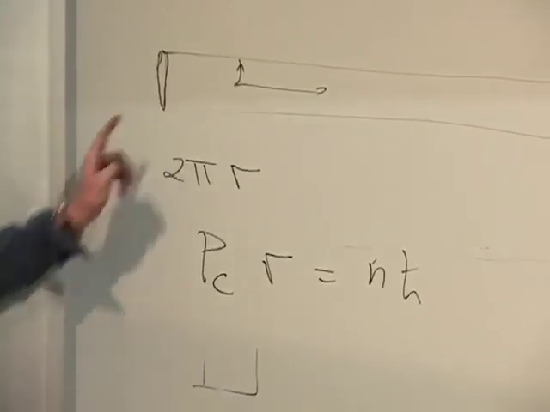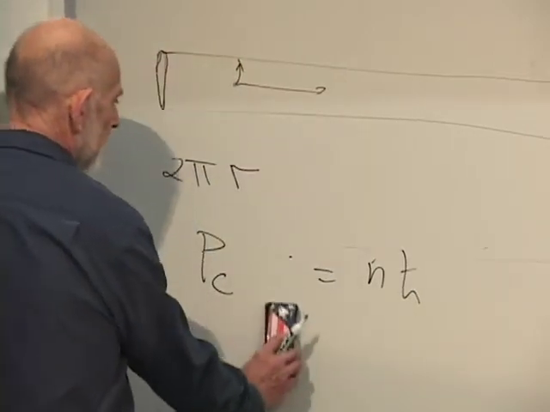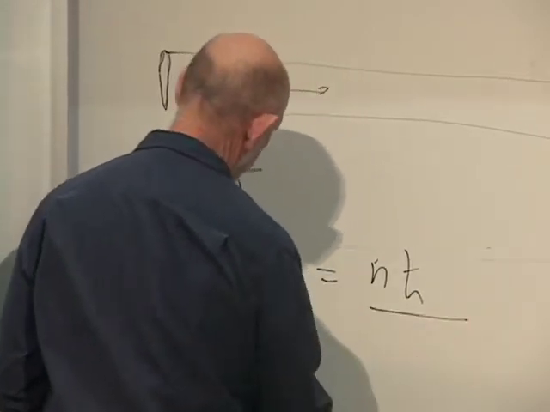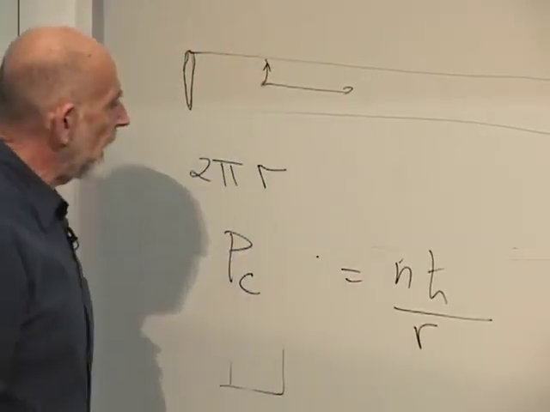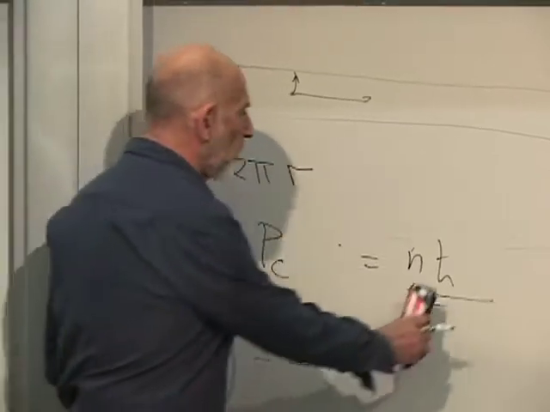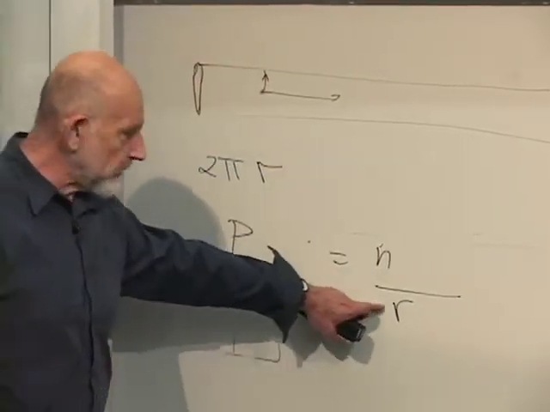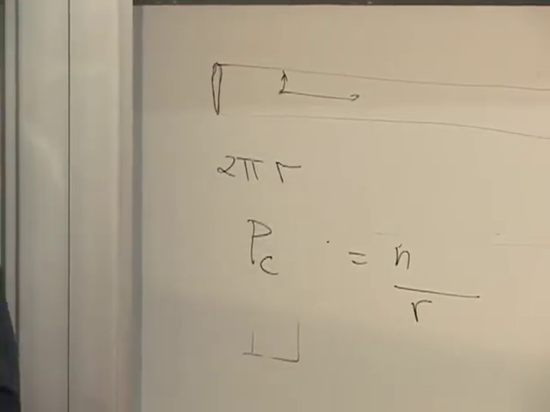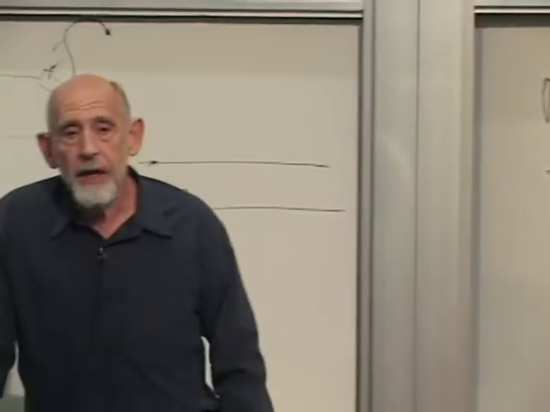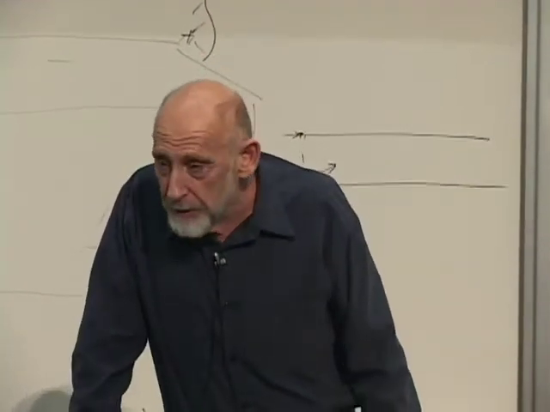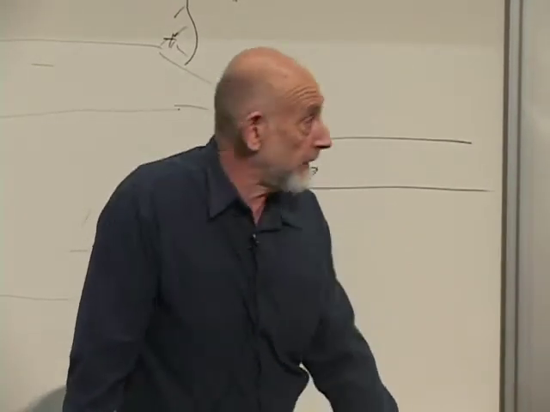So the momentum along the circumference is quantized in units, if we set Planck's constant to 1, of 1 over r. Let's suppose the particle we're talking about is massless. If it happens to be a massless particle, then the magnitude of its momentum is the same as the magnitude of its energy.